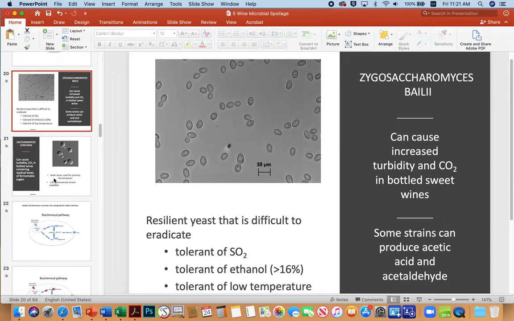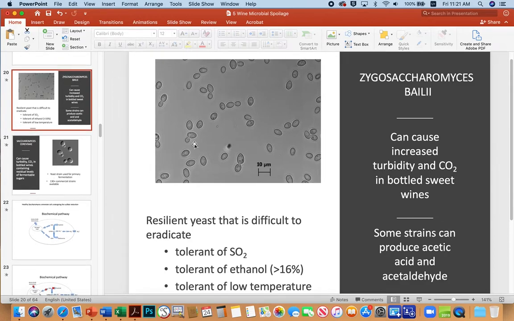Another microbe, Zygosaccharomyces, morphologically looks very similar to Saccharomyces, these little football-shaped things that you see here, and you can see one of these guys budding. But they can cause increased turbidity and CO2 in bottled sweet wines, for example. They can form late blooms and so forth. One of the problems with them is that they're tolerant of SO2, high ethanol, and also low temperatures. That's one of the reasons why you can see some of this late turbidity and CO2 formation from these types of microbes. They can also produce acetic acid and acetaldehyde.